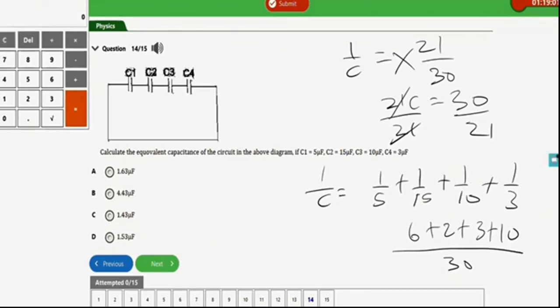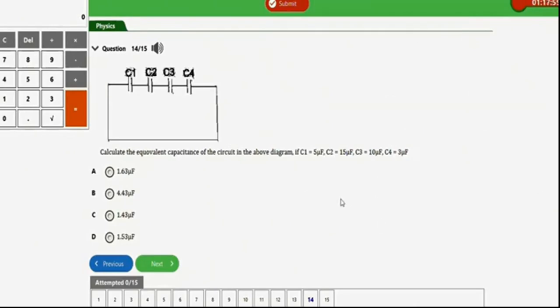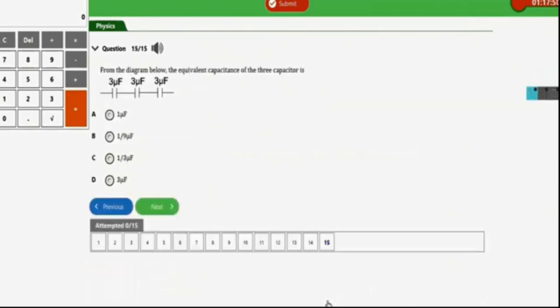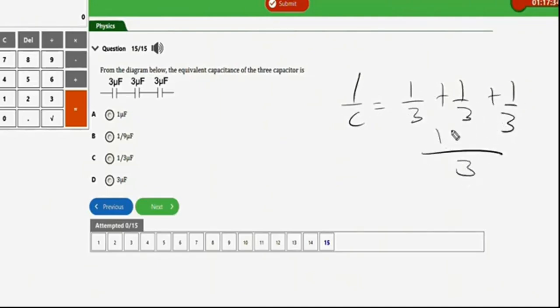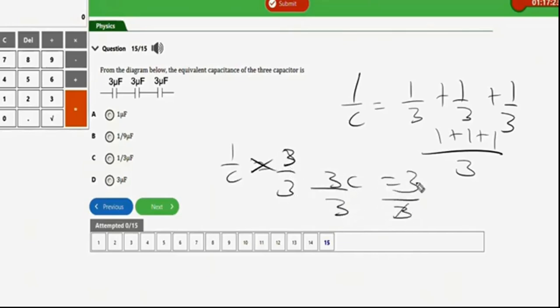Let's solve the last question before we end this video. So the last repeated question will be this question. It says from the diagram below, the equivalent capacitance of the three capacitors is... So this is a series connection as well. We have 1 over C equals 1 over 3 plus 1 over 3 plus 1 over 3. So LCM is 3, 1 plus 1 plus 1. So we have 1 over C equals 3 over 3. Cross multiply, you have 3C equals 3. So your C is 1. So the right option is option A, 1 microfarad.